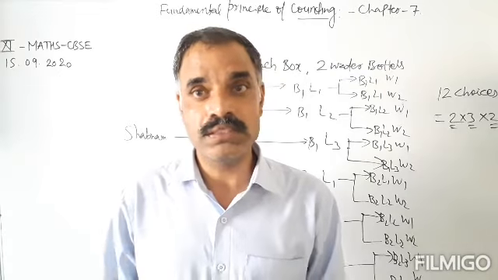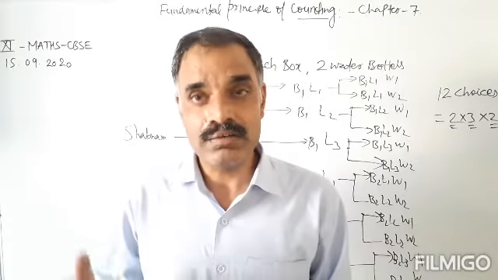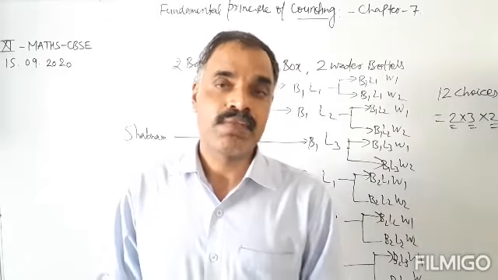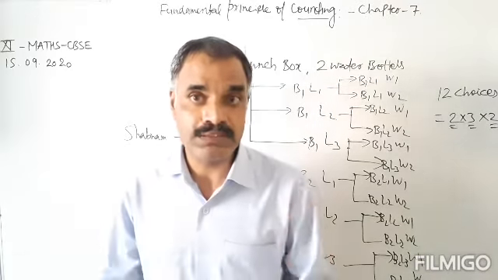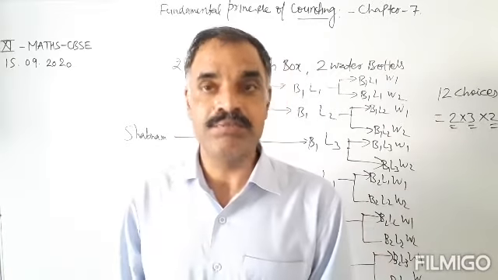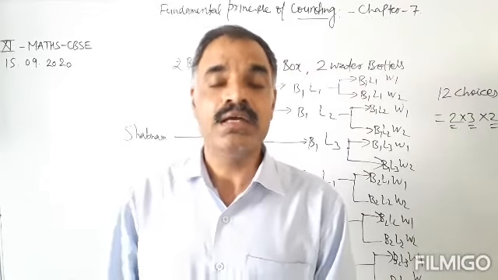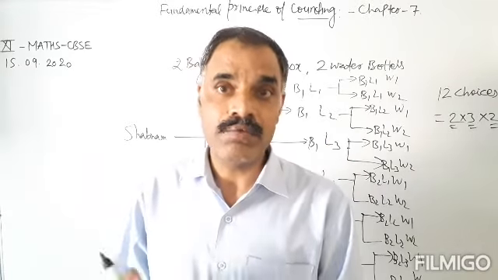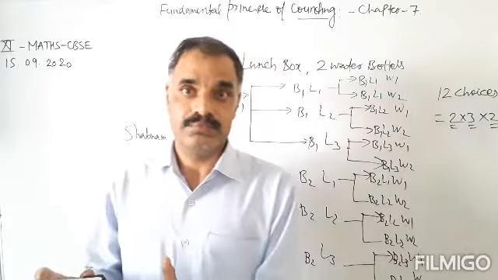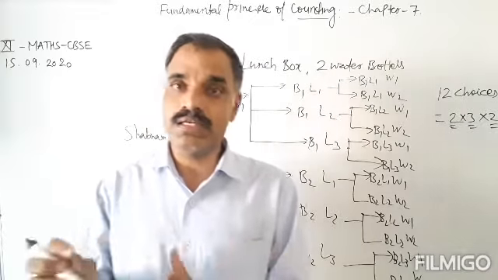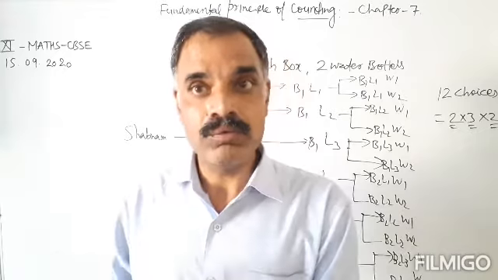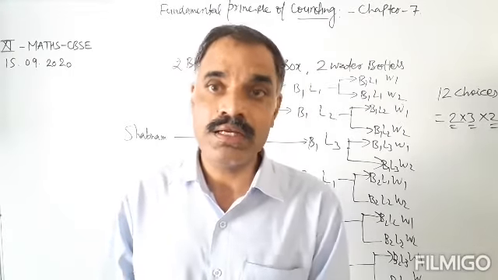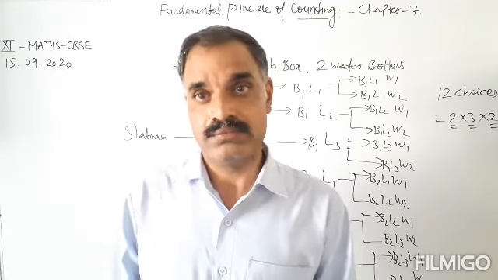Now, what is the statement, or the meaning, of this fundamental principle of counting? The fundamental principle of counting states that if an activity, an event or an experiment is happening in M ways, one of the activities or events is happening in M ways, following which another activity or another event is happening in N ways.